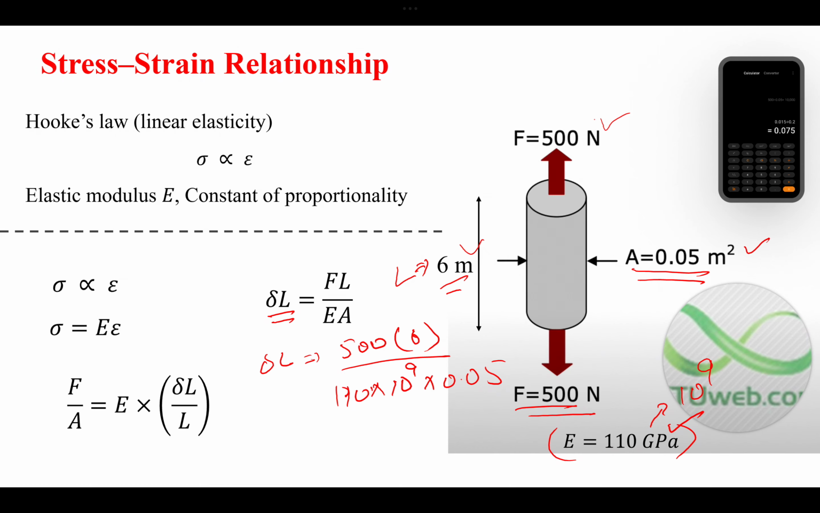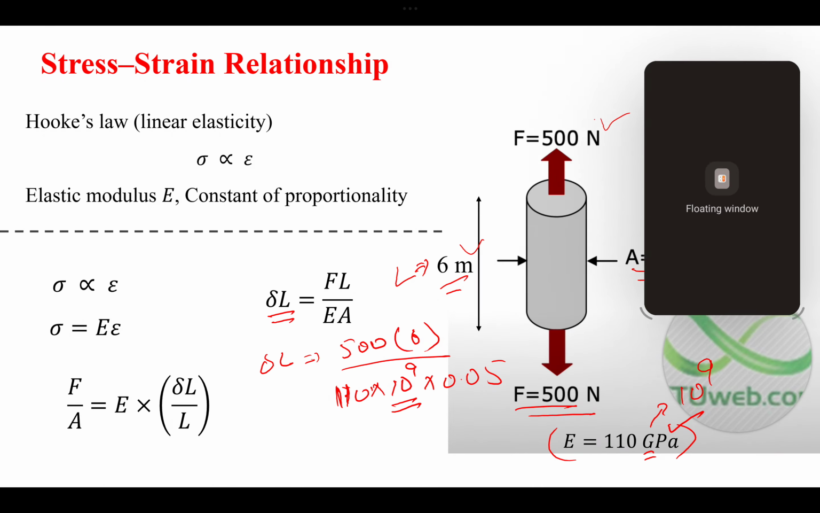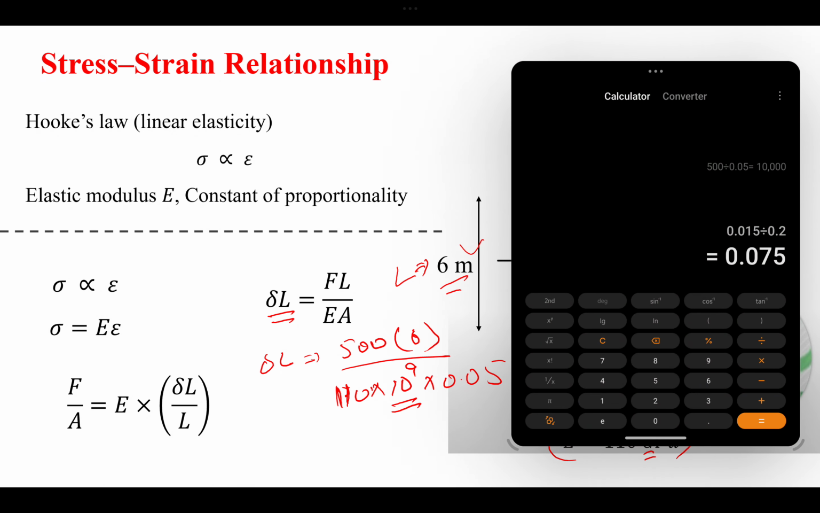Okay, so I converted from gigapascal to pascal, that's why I added 10 raised to power 9 here. All right, now let's calculate this and see what the answer is that we get. So we have 500 multiplied by 6. Okay, so we get 3000. Now divided by 0.05. Okay, so you get 60,000.